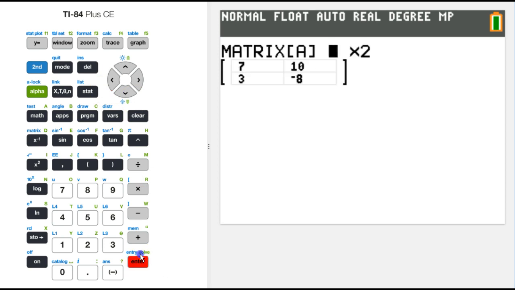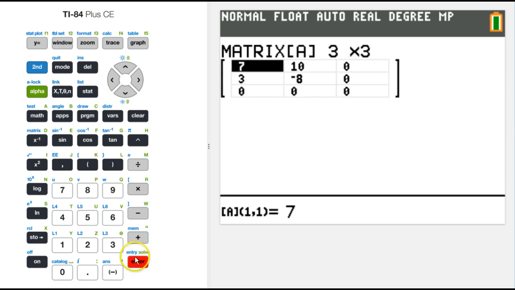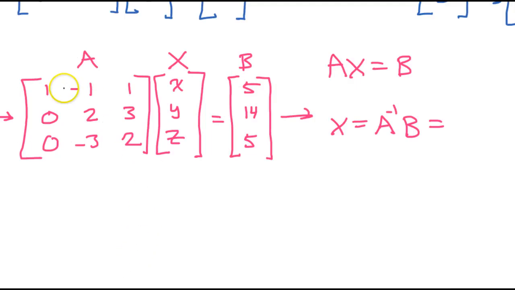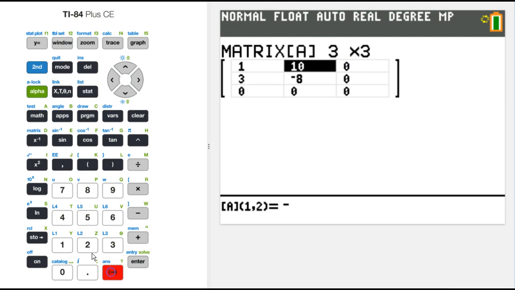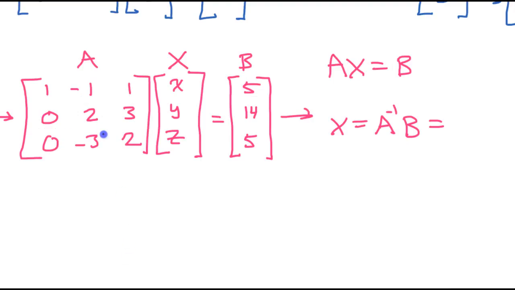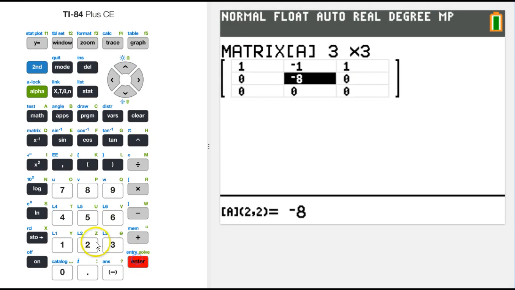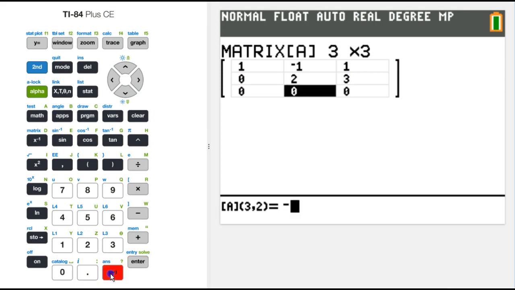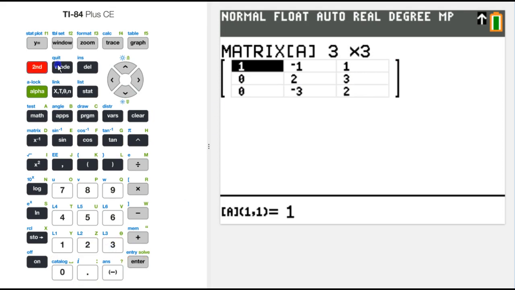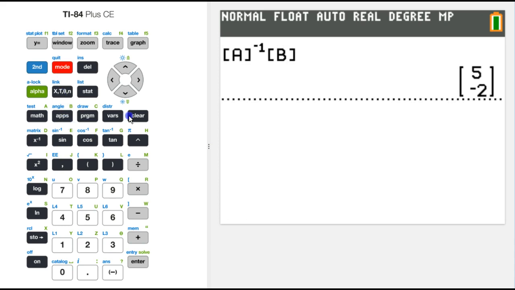Let's start with matrix A. Now matrix A is a 3 by 3 matrix. First row, 1, negative 1, 1. 0, 2, 3. 0, negative 3, 2. Now quit your way out. Second mode makes you quit.